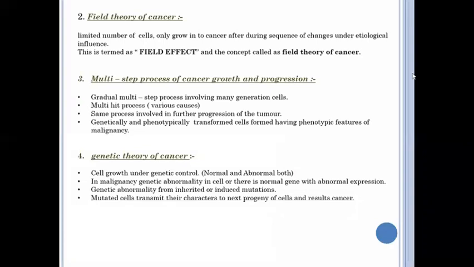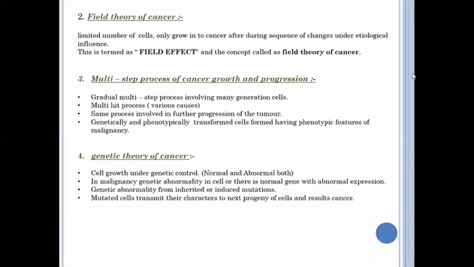So the cell is damaged by the various causes, by the multi-hit involved in the progression of the tumor. The genetic transformed cells form having phenotypic features of malignancy. The fourth is the genetic theory of the cancer group, genetic control, normal and abnormal types of control.